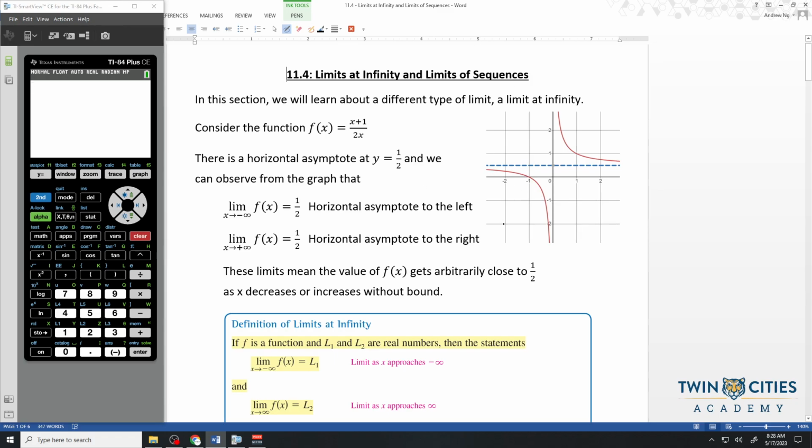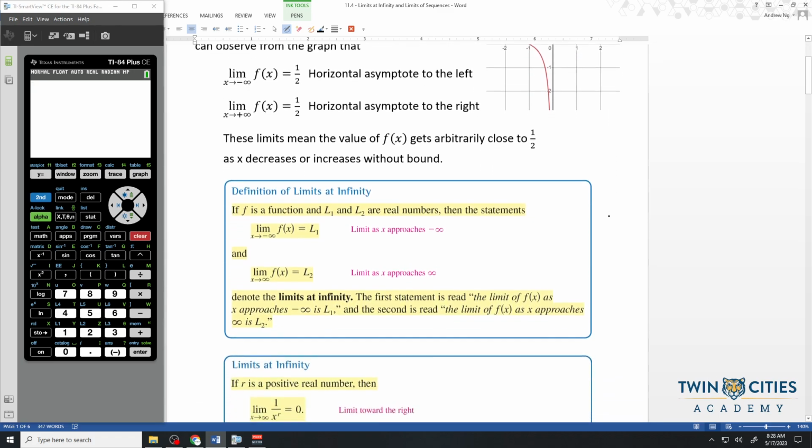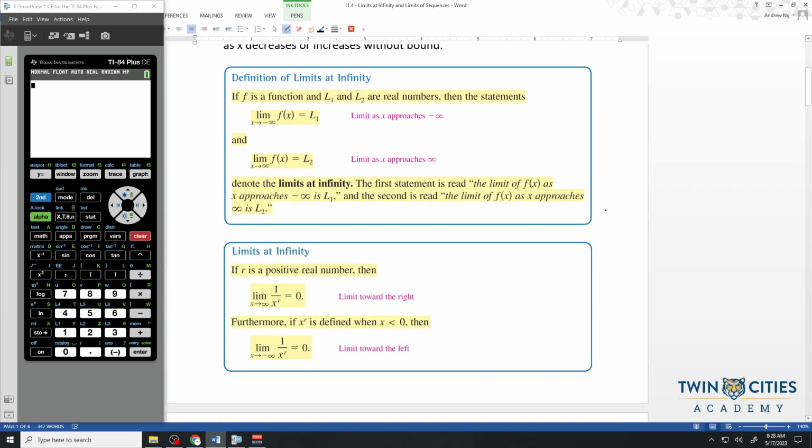So let's look at the definition of limits at infinity. If f is a function and L1 and L2 are real numbers, then the statements, the limit as x approaches negative infinity of f of x equals L1, and the limit as x approaches positive infinity of f of x equals L2, denote the limits at infinity. The first statement is read, the limit of f of x as x approaches negative infinity is L1, and the second is read, the limit of f of x as x approaches infinity is L2.